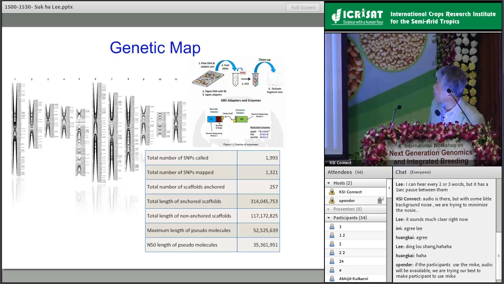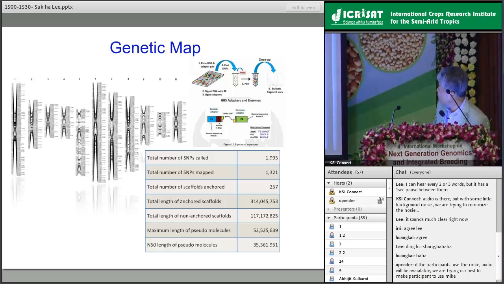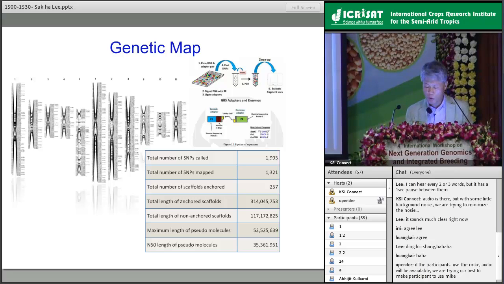For construction of a genetic map, we used genotyping by sequencing at BGI. A total of about 1,900 to 2,000 SNP markers were called, and out of them, about 21 SNP markers were mapped onto the genetic map. These genetic markers were used for ordering the scaffolds and making about 35 Mb-length pseudomolecules.